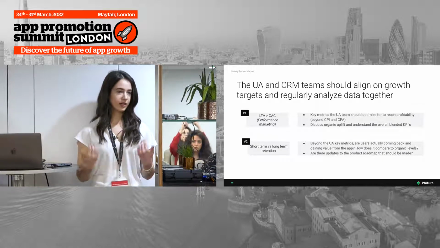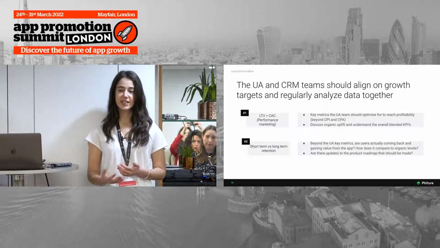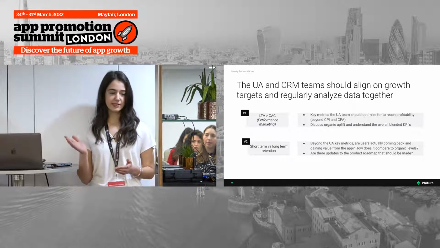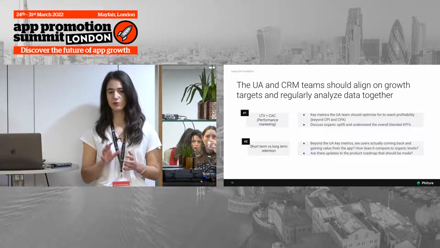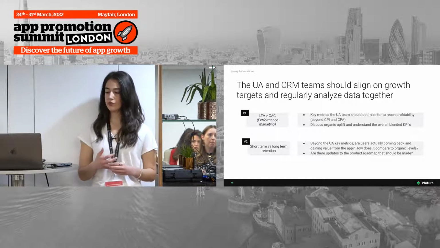What we on the performance marketing team care about is some certain CPI or CPA. And once we meet that, we don't really look much past how these users are staying in and so forth.